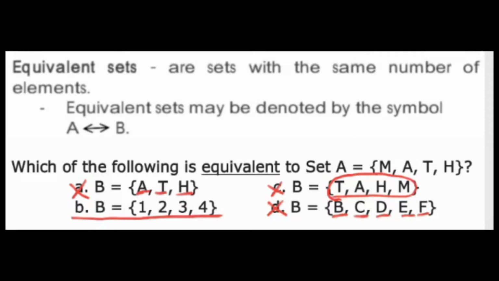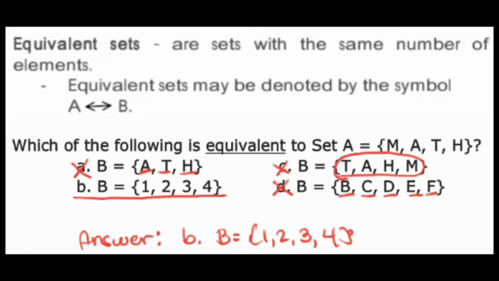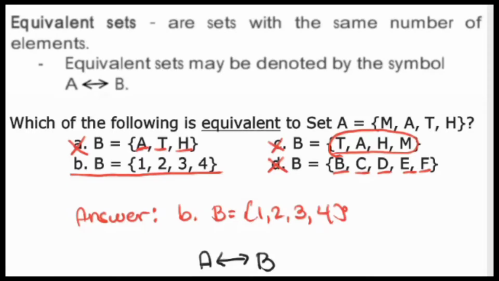Because letter B has an element 1, 2, 3, 4. So, it has 4 elements na kagaya ng ating set A na given na may 4 elements din. Again, so when we say equivalent sets, equivalent sila kapag kapareho ang bilang ng elements nila. Okay, so answer natin is letter B, or set B is equal to 1, 2, 3, 4. Then, ang lagay natin ngayon sa symbol, set A is equivalent to set B.